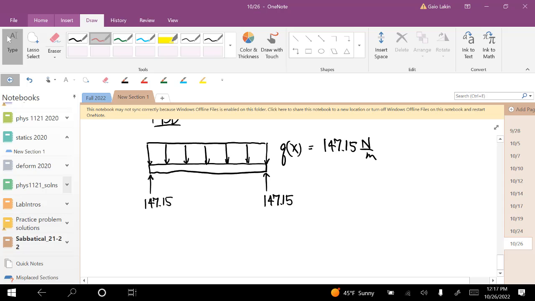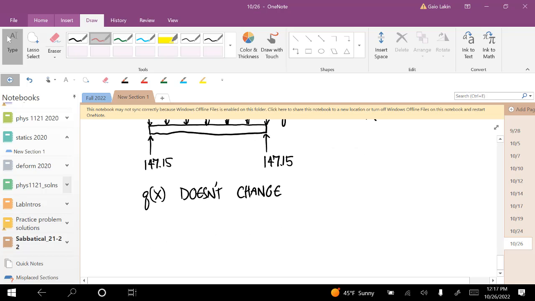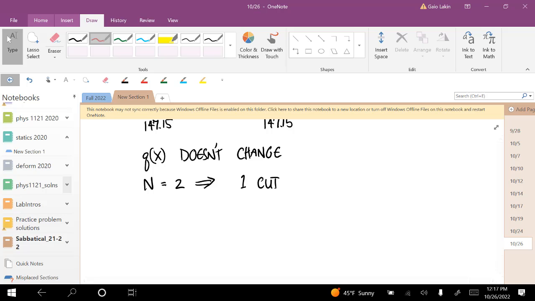So Q of x doesn't change. So N is equal to 2, and that means that we only need one cut. Okay, so cut 1 is the only one we're going to do, and it's valid for all x's from 0 to 2.